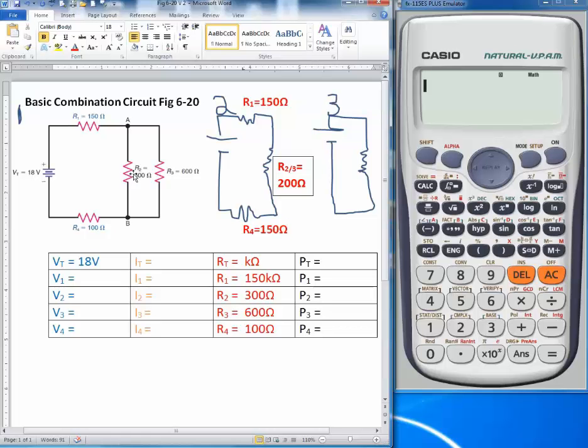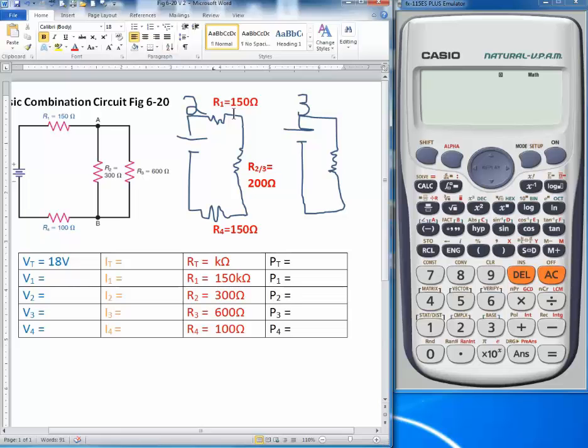But I can see that R2 and R3 are in parallel with one another. So I'm going to use my reciprocal formula for total resistance in parallel to calculate the equivalent resistance of R2 and of R3. So I'm going to reciprocate these 2 resistors and get this value here of 200 ohms. This leaves me with 3 resistors in series.